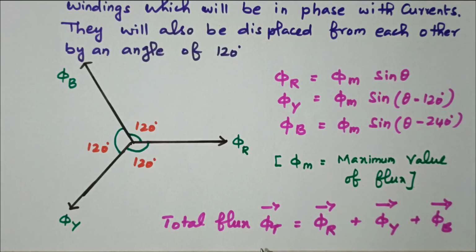So the total flux is nothing but phi R plus phi Y plus phi B. By adding these three, we'll get the total flux. Now we'll see the waveform.